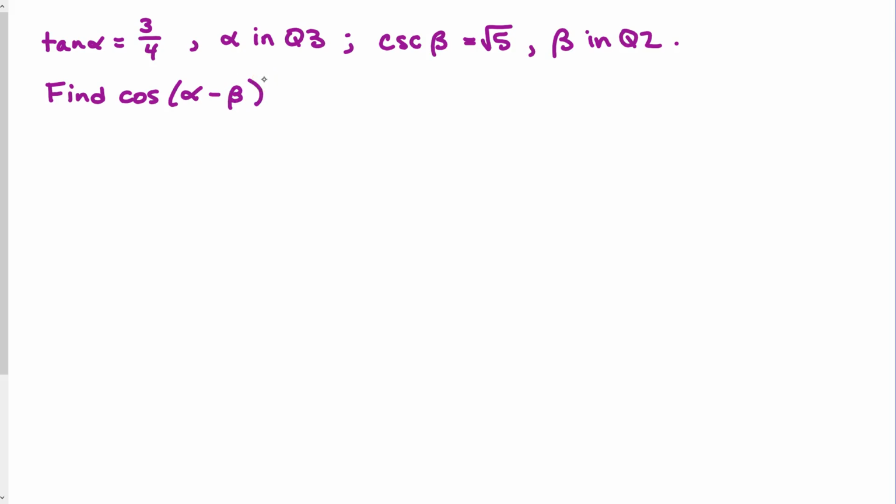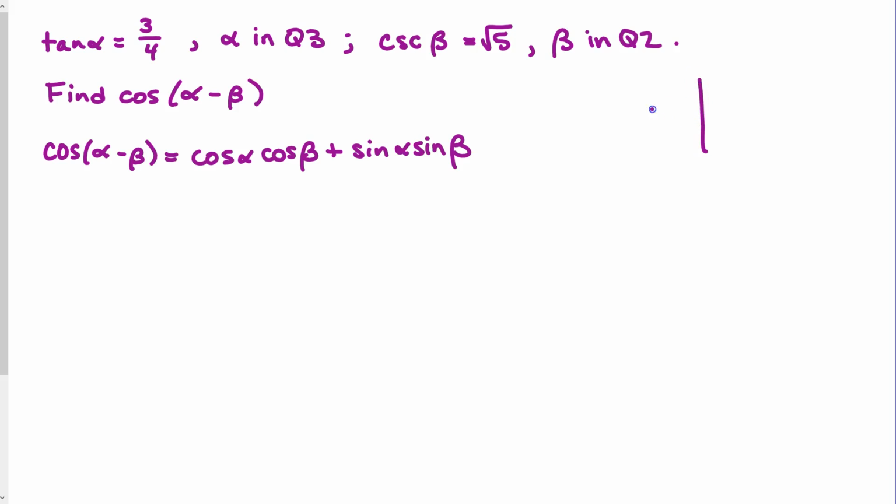Okay, so according to our identity, to find the cosine of alpha minus beta, we have to find the cosine of alpha times the cosine of beta plus the sine of alpha times the sine of beta. So we have 4 different values to find. And the way we find those values is by drawing a reference triangle for alpha and by drawing a reference triangle for beta. So remember, tangent of alpha is 3/4 and alpha is in quadrant 3. So let's draw that. That means the terminal side is in quadrant 3. So there's our reference triangle.